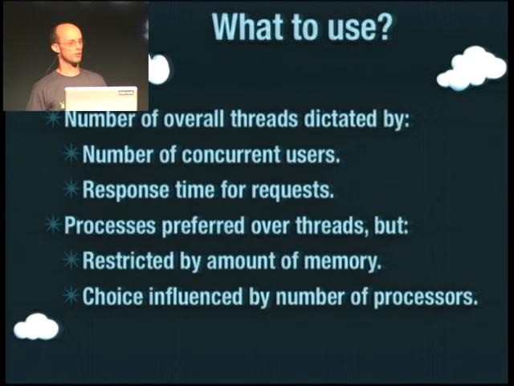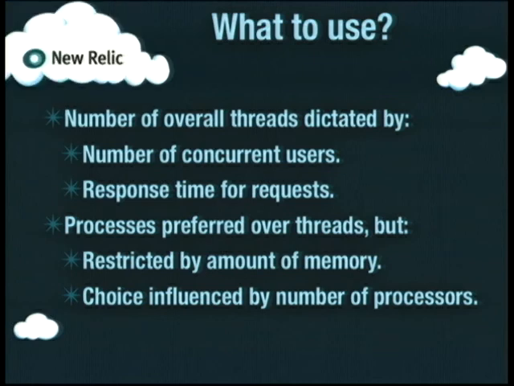How many processes or threads should you use then? The total number of threads across all processes is dictated by the number of overlapping concurrent requests. How much overlap there is depends on response times and throughput. Processes are preferred over threads, but constrained by memory. The optimal number can also be dictated by how many processors are available. Unicorn recommends, for example, using 2 to 4 times the number of processes as you have CPU cores.